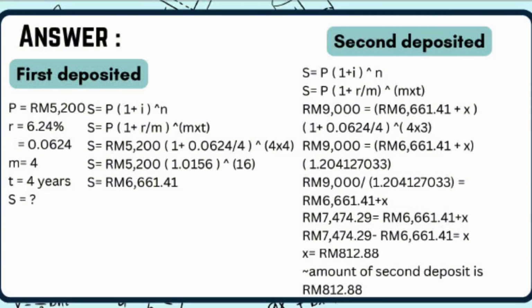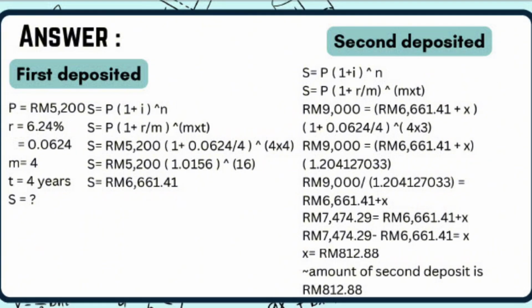We need to use the same formula like question 1. Then, the final answer we will get is 6,661 ringgit 41 cent for S. After that, she wants her account to be worth 9,000 ringgit in 3 years after the second deposit. So, we need to combine the first deposit and second deposit to get 9,000 ringgit.